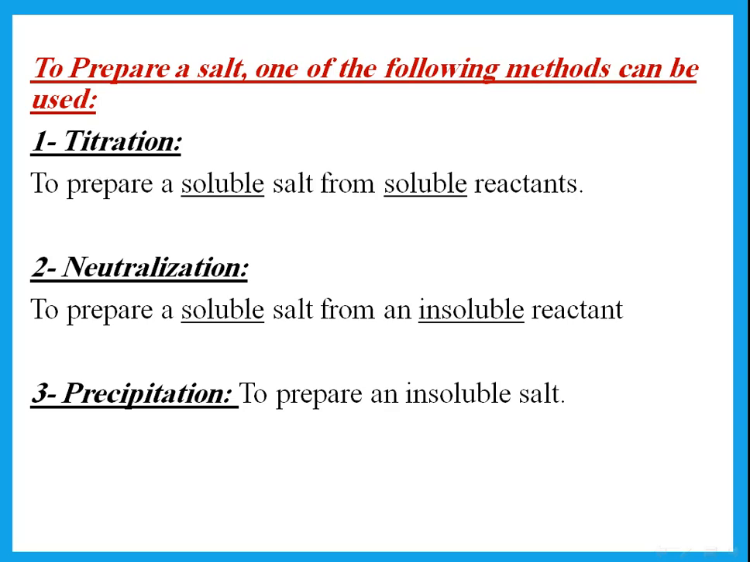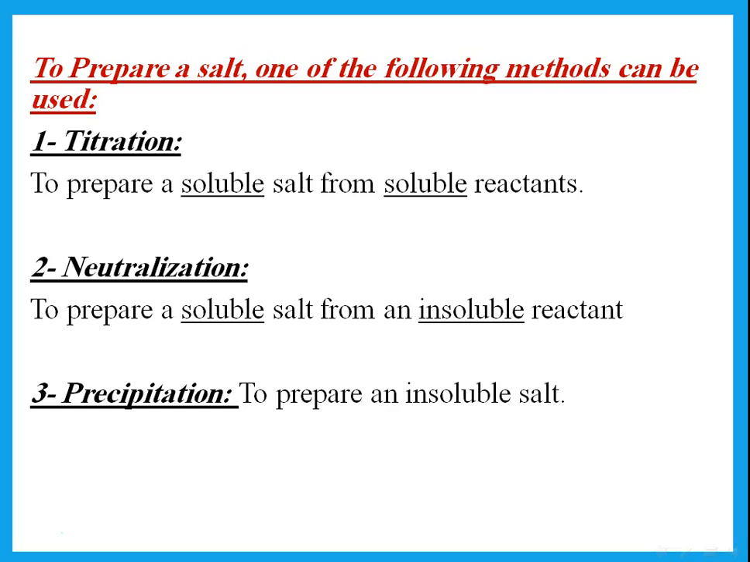So to prepare a salt, we need to decide, are we going to use a method called titration, or a method called neutralization, or a method called precipitation? So when do we decide on each of these? We choose titration if we're trying to prepare something soluble and we're starting from soluble reactants. So if everything we're talking about is soluble, then we're going to choose titration, and we'll talk about what that means. If we're trying to make something that is soluble, but what I'm starting with is not soluble, then I'm going to choose a method called neutralization.